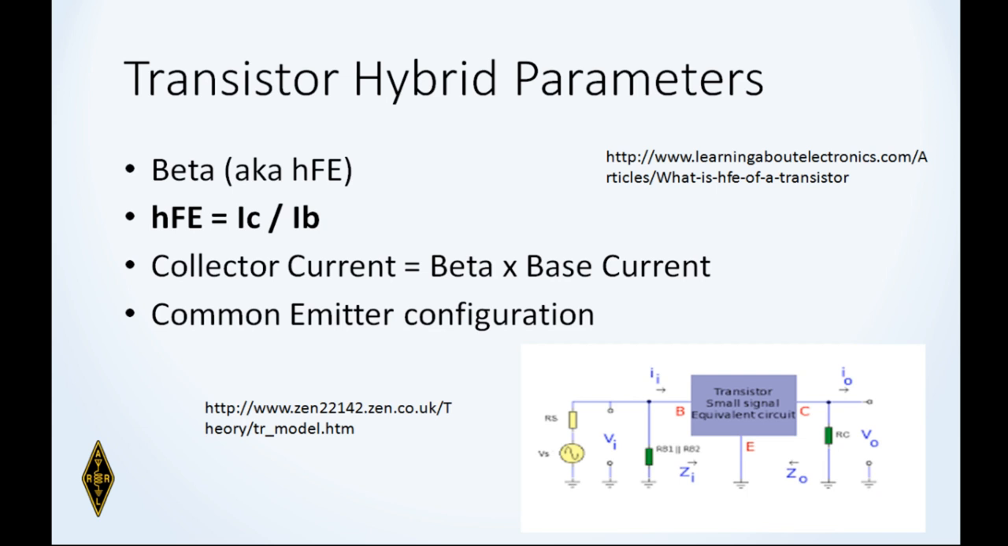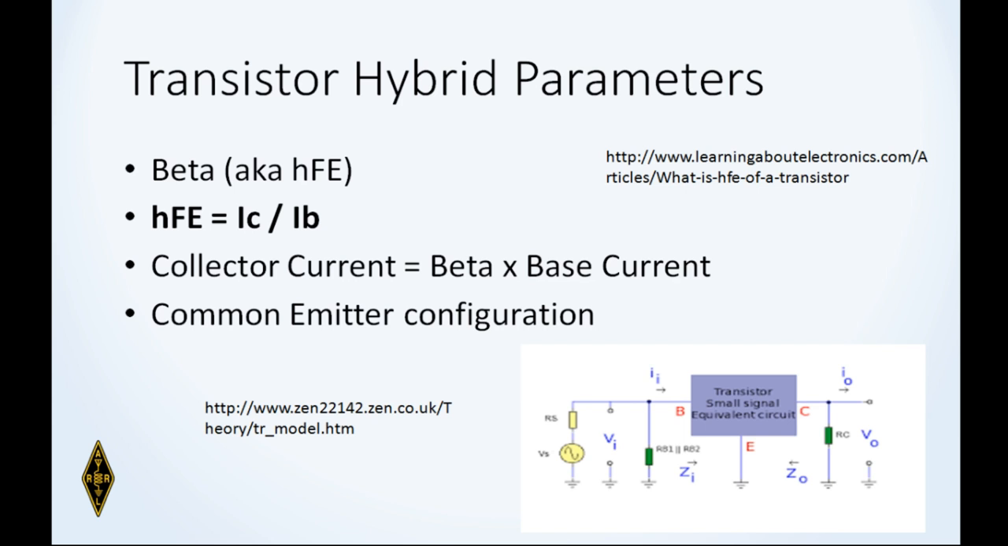Transistor H parameters, also known as hybrid parameters. The gain figure of a transistor can also be called the HFE. H for hybrid, F for forward, E for common emitter configuration. And the beta is the current gain of a transistor. And so that's one of the specifications when you look up a transistor type. It will tell you what the beta or the gain of that transistor is. And it can be the DC gain or it can be the AC gain at a particular frequency. Sometimes both are specified.